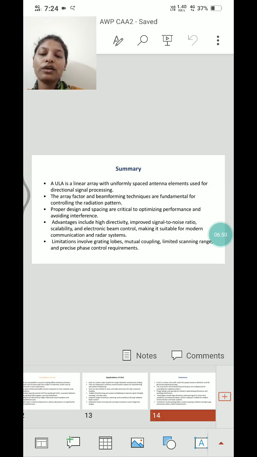Summary. Hence, we conclude that a uniform linear array is a linear array of uniformly spaced antenna elements used for directional signal processing. The array factor and beamforming techniques are fundamental for controlling the radiation pattern. Limitations involve grating lobes, mutual coupling, limited scanning range, and precise phase control requirements.